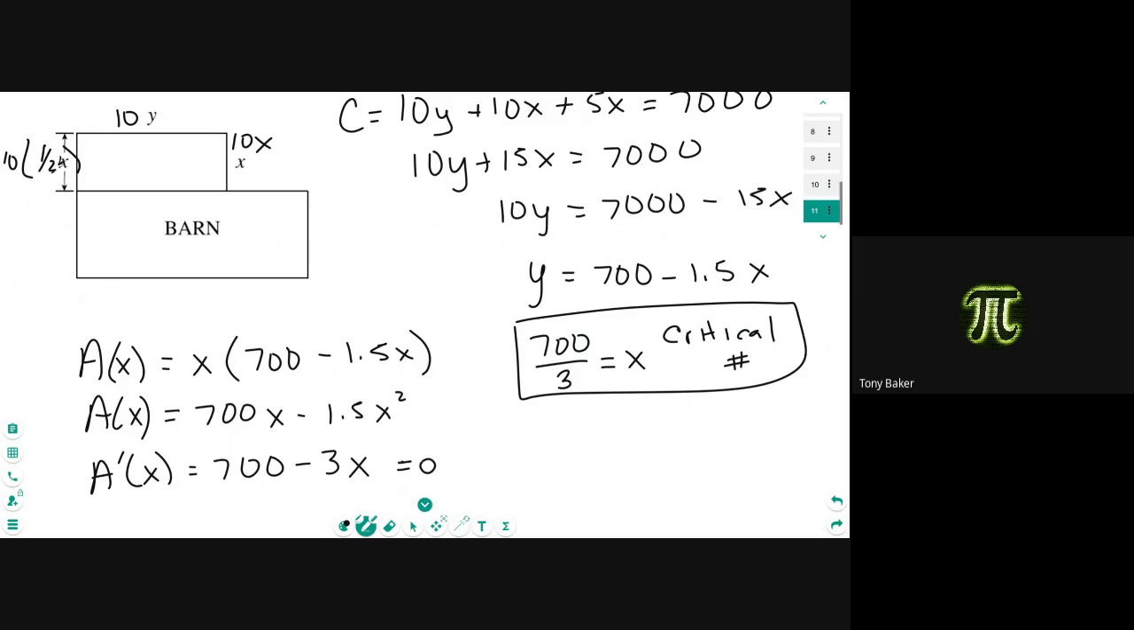So we can change this into a decimal. Because when we're doing these anyway, he's not going to go to Home Depot for 700 divided by 3 feet. So we can change it to a decimal. So x equals 233.33.